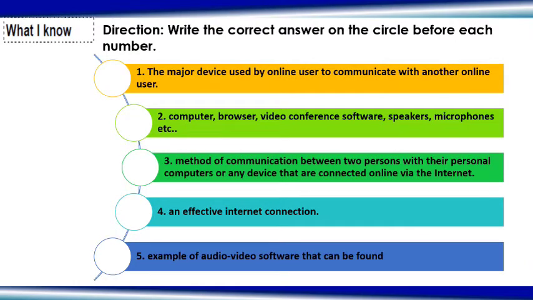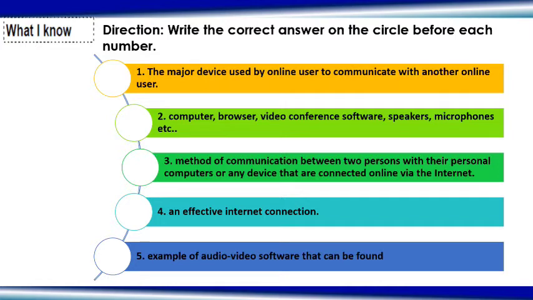But before we continue our lesson, let us first do this activity. Write the correct answer on the circle before each number. First, the major device used by an online user to communicate with another online user. Number 2, computer, browser, video conference software, speakers, microphones, and etc.